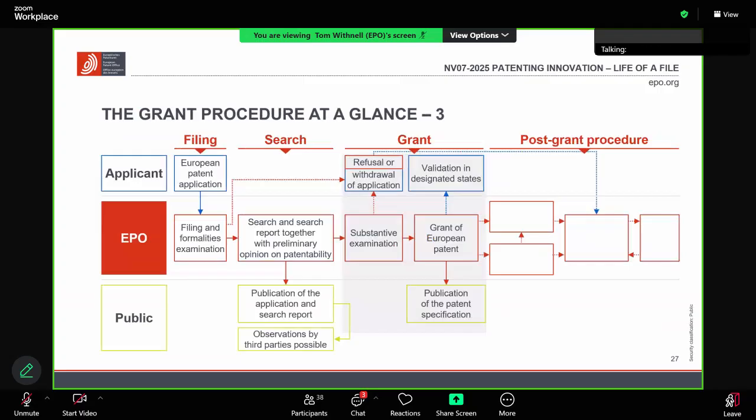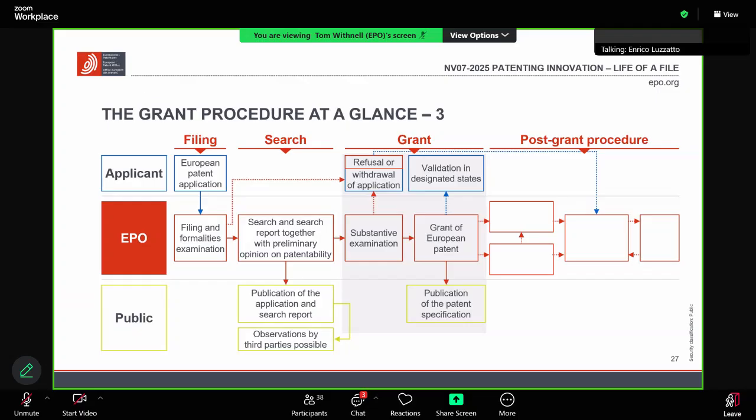And this concludes the grant procedure. One thing needs to be said. We speak about publication. It may come as no surprise to you that the EPO does not publish anything on paper anymore. So everything is published electronically.